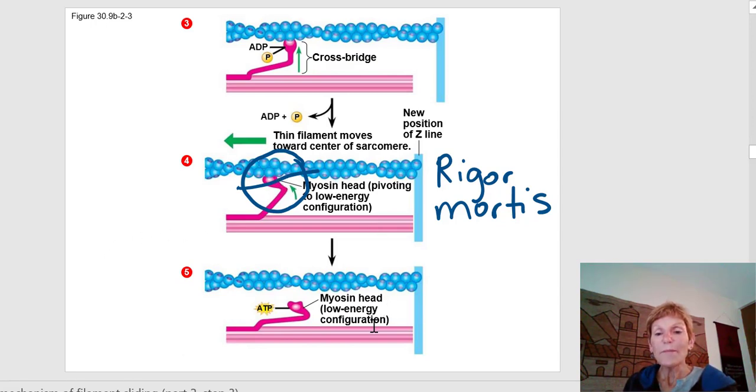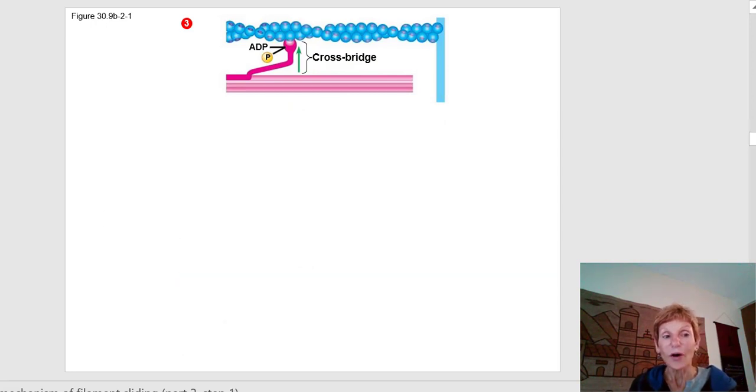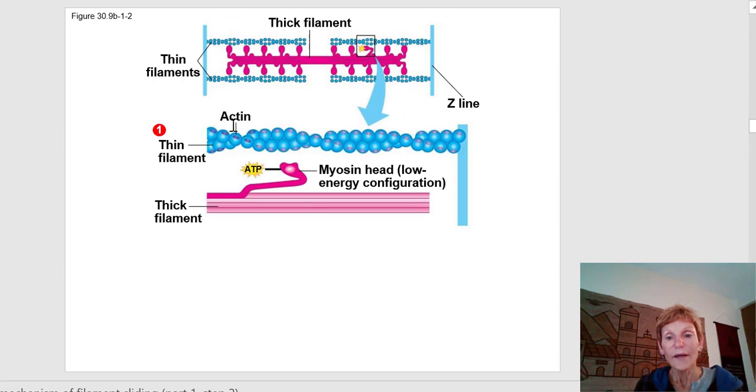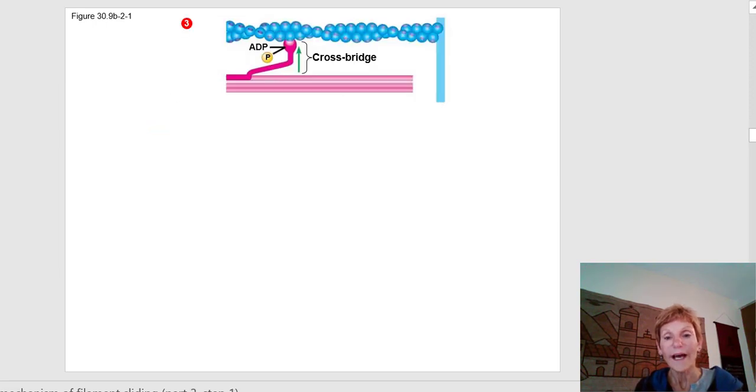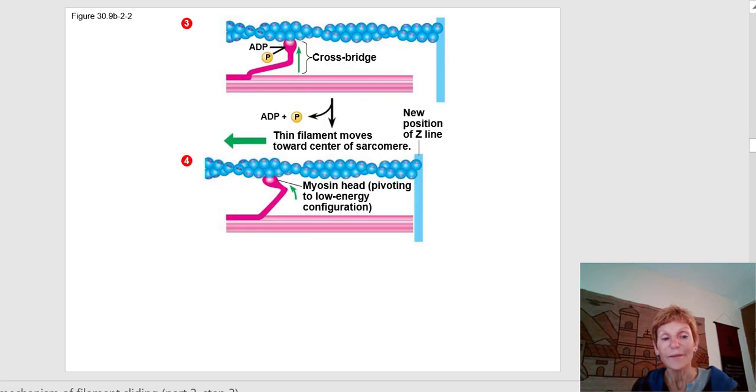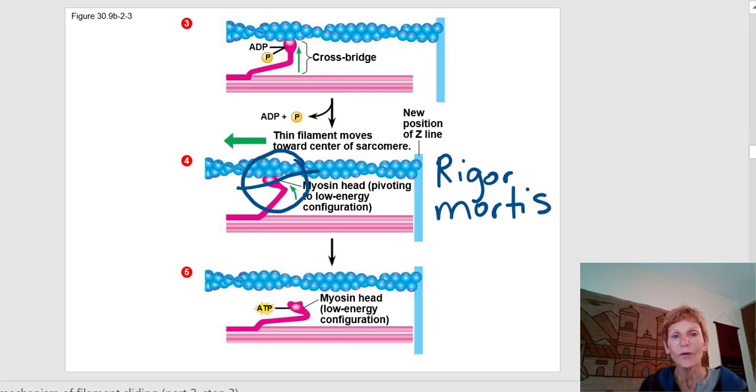Okay. And we're going to get back to this and why it actually does end up contracting even upon death. Because when you think about it, if you have ATP all the time, which we do as long as we are alive, then we would always have this happen. And so, just based on what I've shown you, as long as you have ATP, you should be constantly contracting and relaxing, contracting and relaxing.